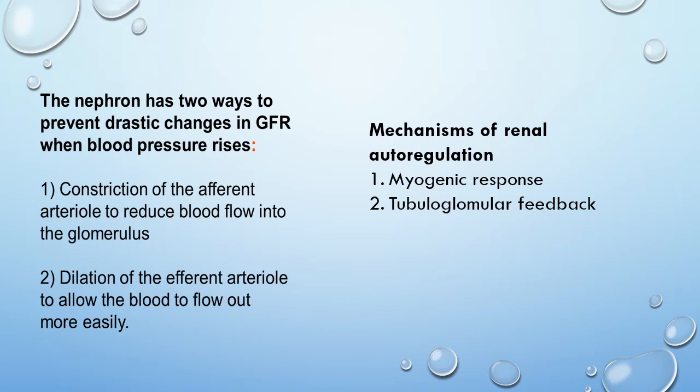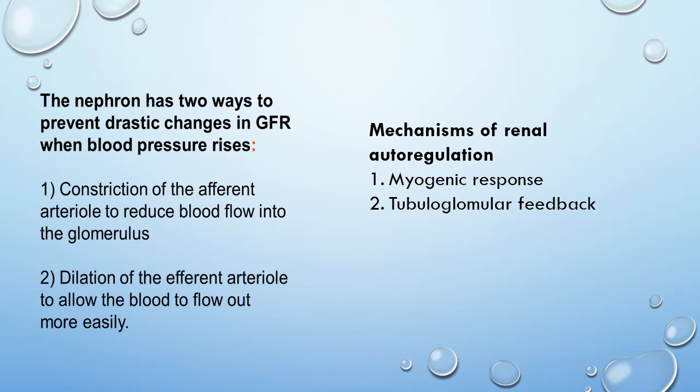Another way is to dilate the efferent arteriole. So we're constricting the afferent arteriole, which means less blood is getting in. Well, we need whatever's already in there to get out. So what do we do? We dilate the efferent arteriole. We allow more blood out. That's how the nephron itself gets involved with the GFR.